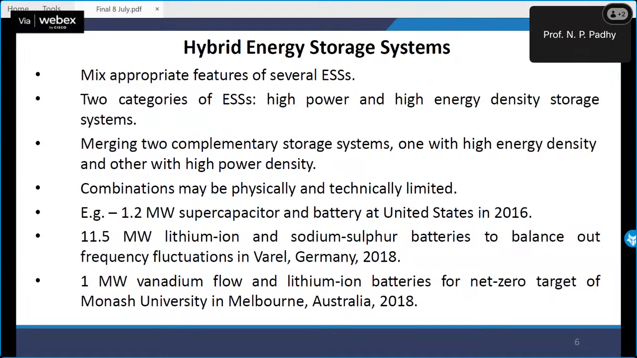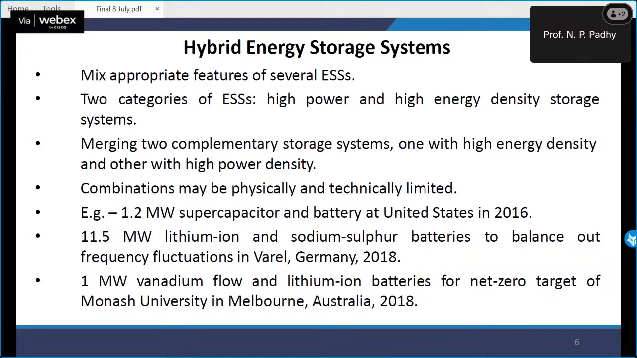Now, hybrid energy storage systems. It's a very unique type where we mix appropriate features of several energy storage systems. For example, I can have a battery system which is partly lead acid, partly lithium ion, and partly nickel cadmium. So we can mix different technologies for overall benefit. Well, why do we mix? That is another question. Because there are two important factors one needs to understand: one is power density and the other is energy density.